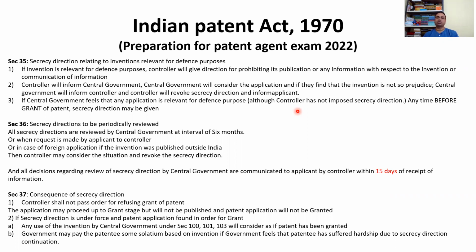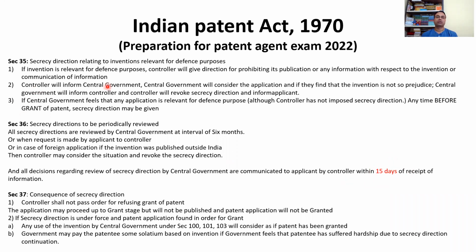Because as long as the secrecy direction is on, you cannot give any publication, you cannot do anything. So what will happen? All directions regarding the review of secrecy direction by the central government are communicated to the applicant by the controller within 15 days of receipt of the information. Whenever the government is reviewing applications in a normal case, if the government tells the controller that the secrecy direction should be removed, or should continue for some more months, any such decision is communicated to the controller, and the controller will inform the applicant within 15 days.